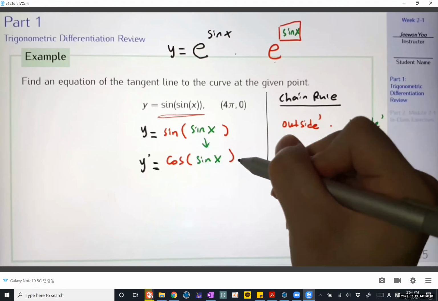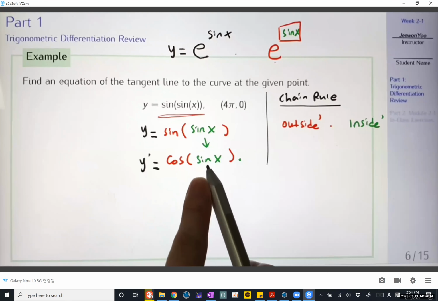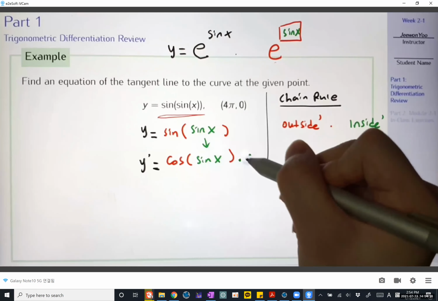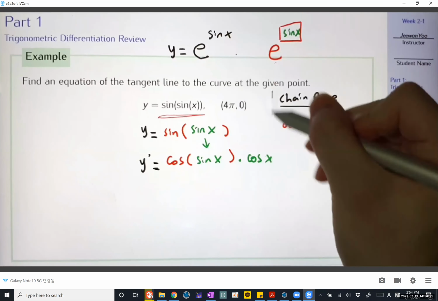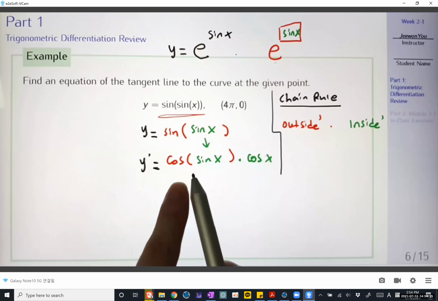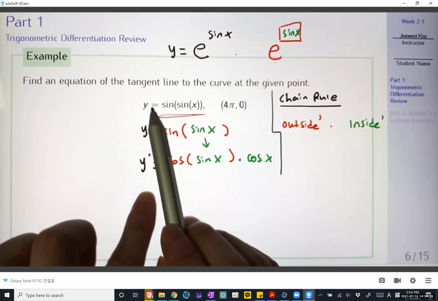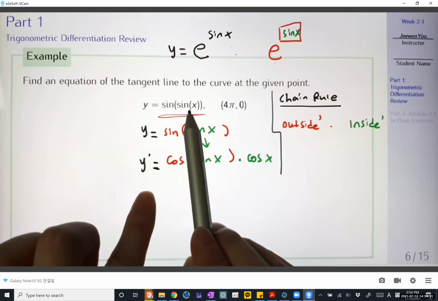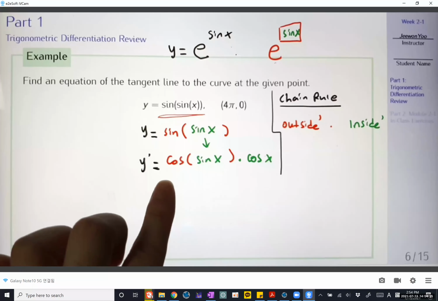Multiply that by the derivative of the inside. The derivative of the inside is cosine x. And congratulations, everyone. This is the full solution to the, well, not the solution, but the derivative of the original function. The derivative of sine of sine x becomes cosine of sine x times cosine x.